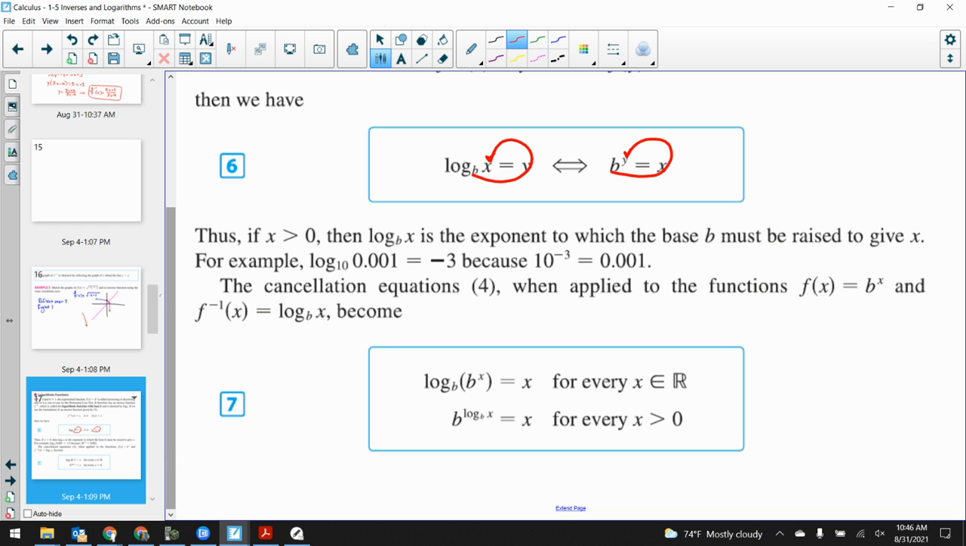Same thing here: b to the log base b of x. Do you notice how we have the exponent base and the logarithm base being the exact same thing? When you have a logarithm composed in an exponent, they cancel themselves out, leaving just that number, that x. Okay, those are just cancellations.